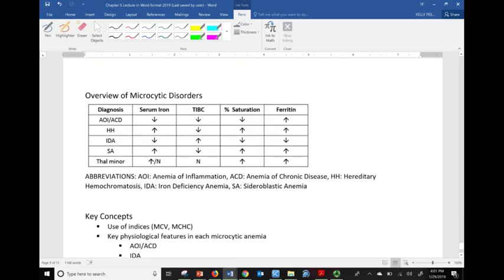Alright, so lastly we have an overview of our microcytic disorders. So you can see the separate disorders listed there as their abbreviations. And so AOI, anemia of inflammation, or ACD, anemia of chronic disease. Hereditary hemochromatosis is HH. IDA is iron deficiency anemia. SA would be sideroblastic anemia, and then thalassemia down at the bottom.